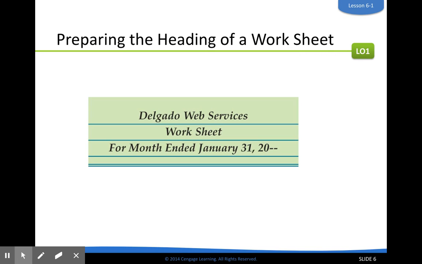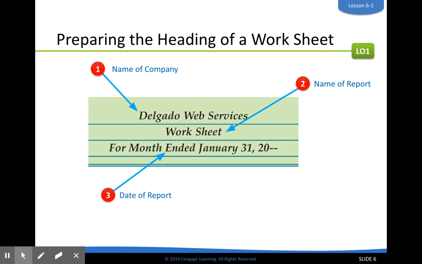So in order to prepare the worksheet, we first have our 3-line heading. We've seen this 3-line heading on all the forms that we've created. Line 1 is always the name of the company. Line 2 is the name of the report or the name of the form that we're creating. Line 3 is the dates. So for month ended January 31st.